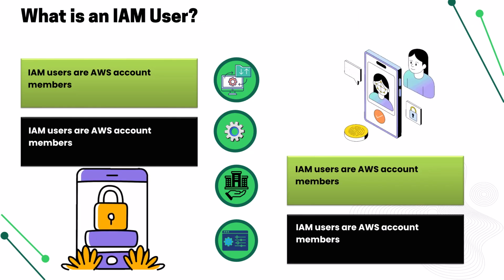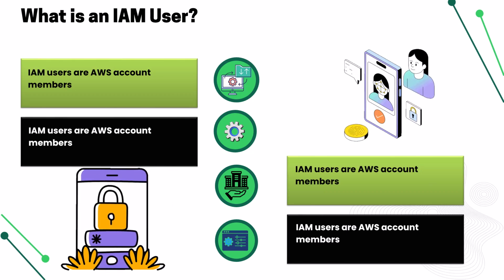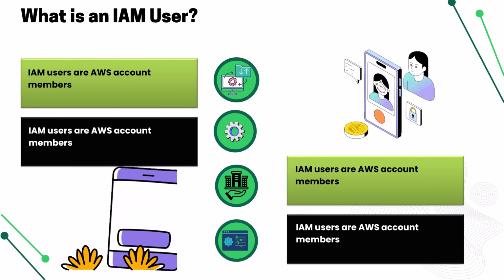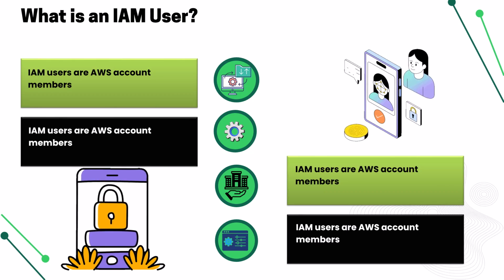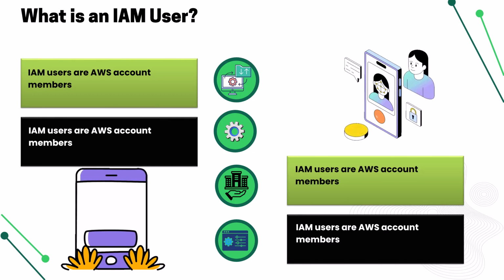An IAM user is basically your passport to AWS services. Unlike root users, IAM users have controlled access. Each one has credentials and permissions tailored to their job. Think of it like having different keys for different rooms in a building. You don't want the intern editing your AWS billing settings.